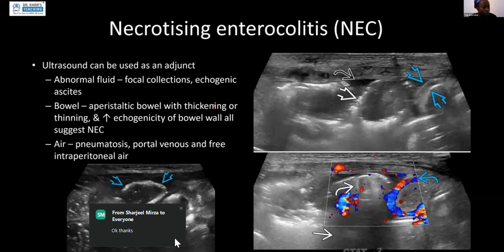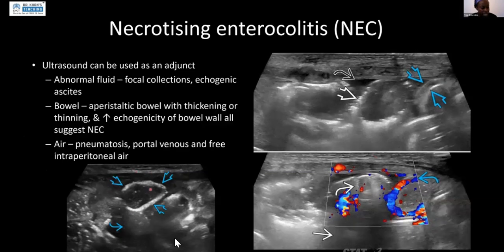So first of all, we can see pneumatosis. Here we can see loops of bowel, and you can see air is echogenic on ultrasound. So we can see multiple echogenic foci around the wall of the bowel, which is in keeping with pneumatosis intestinalis. And here we've got another, more florid example.